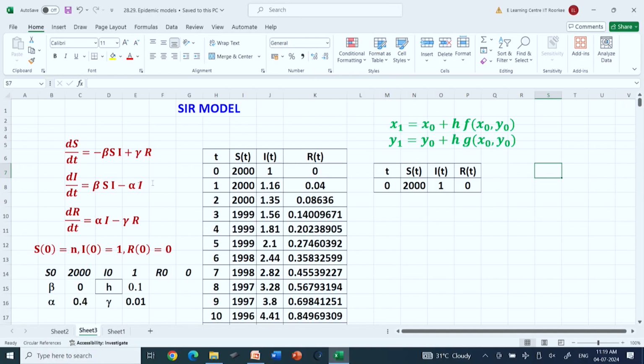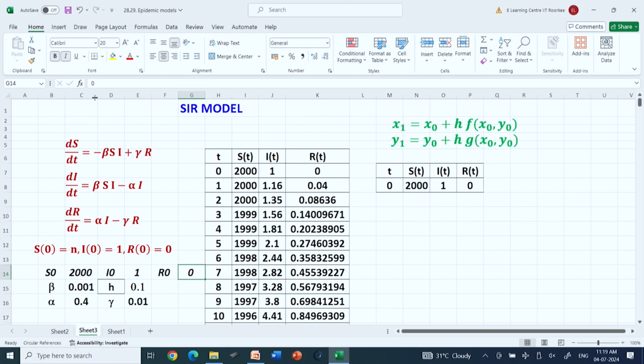So, I have this SIR model already typed. The initial condition is N, 1 and 0, where the value of N I have taken to be 2000, the initial value of infected is 1 and the recovered is 0.